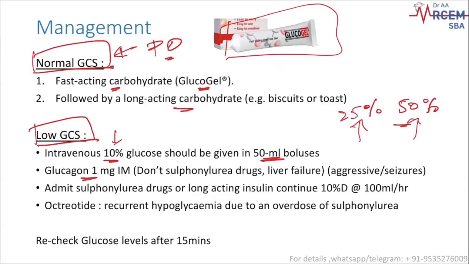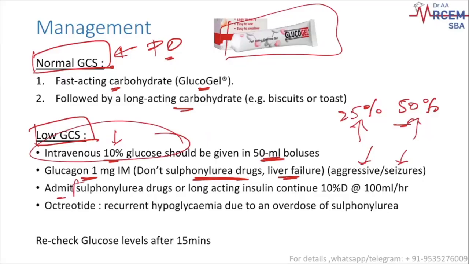Glucagon 1 mg IM. You're not supposed to give it when the patient is on sulfonylurea drugs or liver failure is present. It is ineffective in these conditions. When can you give it? When you're not able to secure an IV line, because the other option is given intravenously. When you cannot secure it, the patient is having active seizures, or it is difficult to secure an IV line, or the patient is quite aggressive and agitated, then you want to give it IM. Then glucagon 1 mg IM is the preferred method and preferred drug.